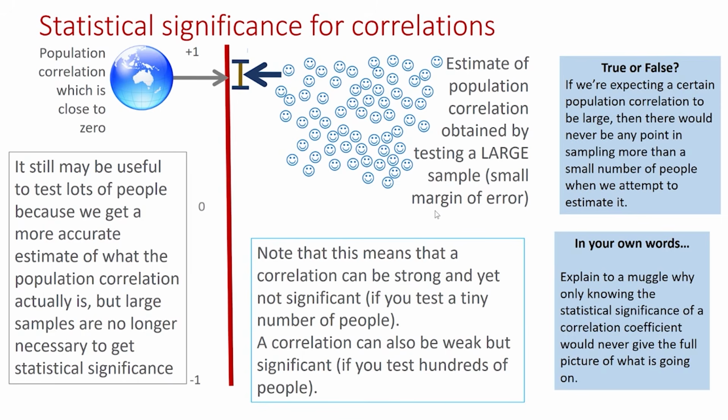In your own words, explain to Muggle why only knowing the statistical significance of a correlation coefficient would never give the full picture of what is going on. Okay, that's because the statistical significance is only telling you one element of the story, which is whether your correlation estimate is significantly different from 0, and that is dependent not only on the size of the correlation, it's also dependent on the sample size.